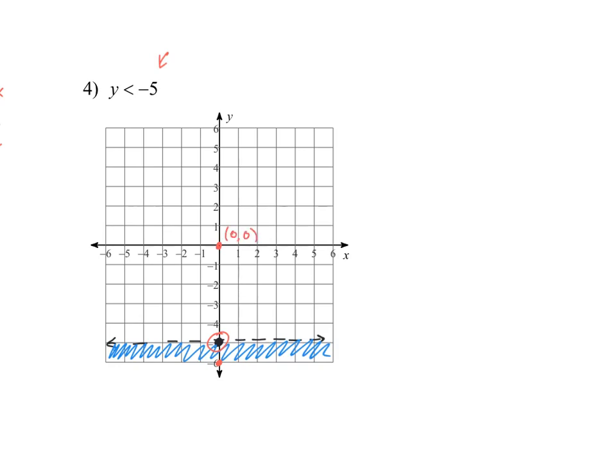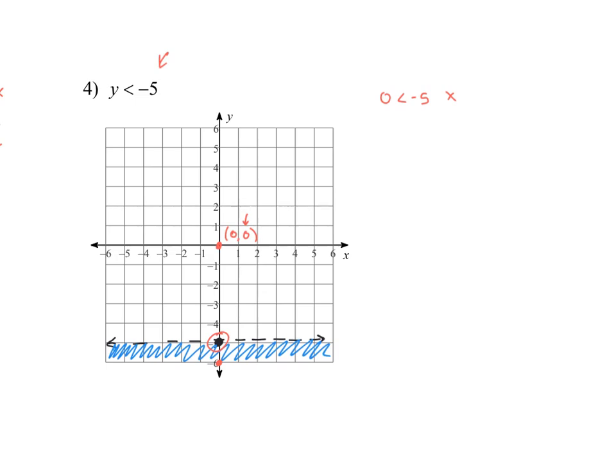Now, I've picked 0, 0 every time just because it's convenient. You don't have to pick 0, 0. I just do because, as I said, it's convenient. So I'm going to use my 0, 0 first. So y coordinate only. Is 0 less than -5? No, it is not. So I should not have shading in this direction.